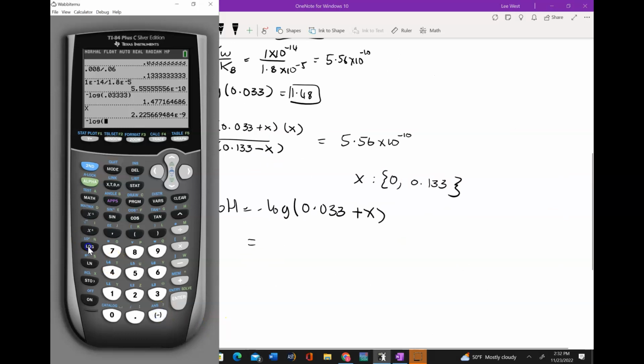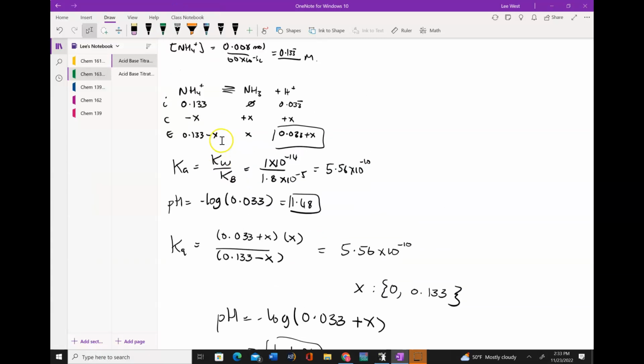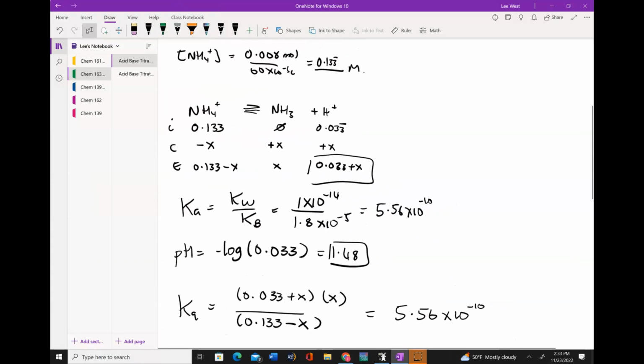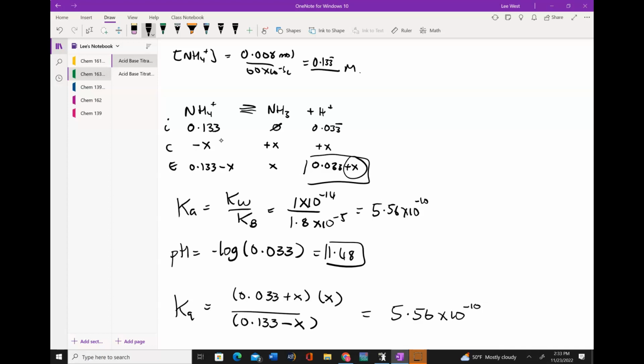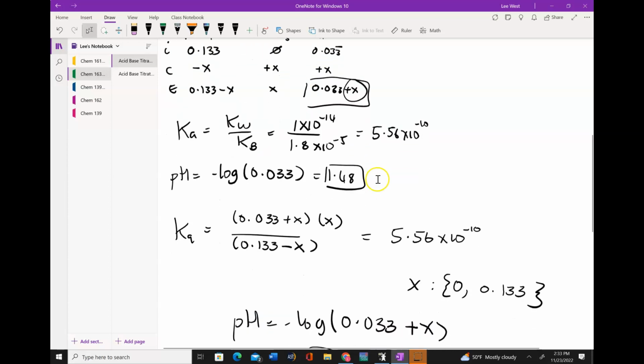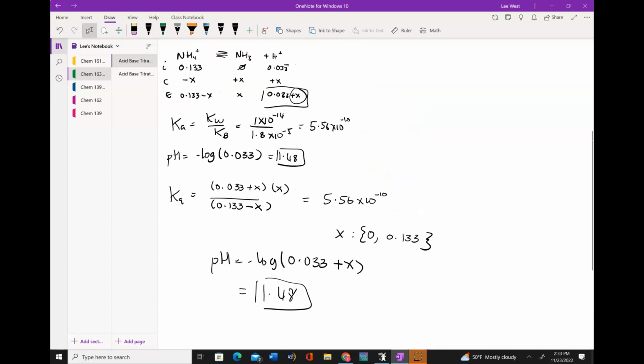So we're going to do negative log of 0.033 plus x. Pretty confident it's going to come out, there you go, 1.48. So, you know, it didn't really make a big difference. So if you're a little rushed and you have the awareness that your x there is going to be really tiny, if you feel confident, you can ignore it and just give the approximate answer, and you're probably going to be close.